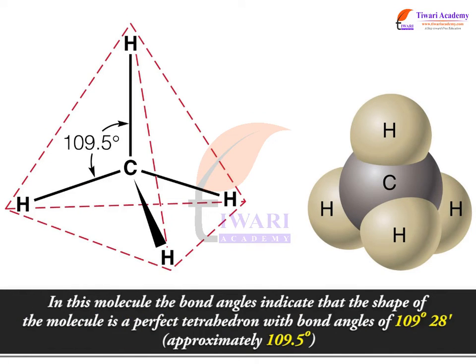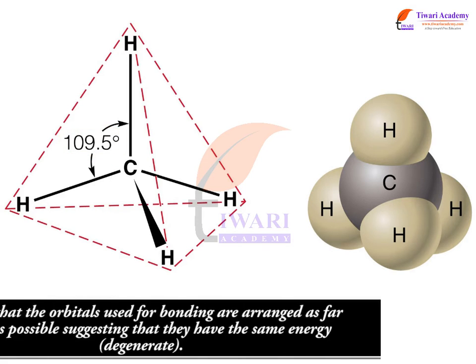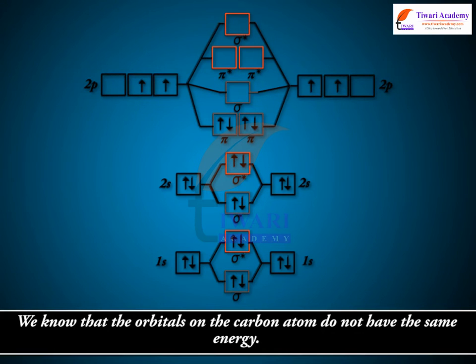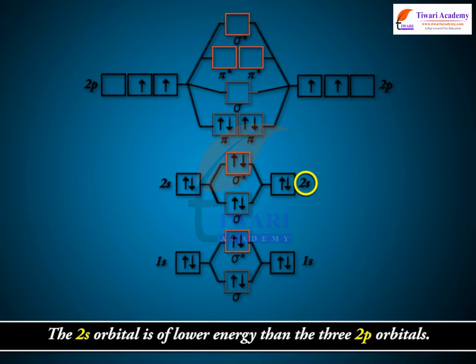In this molecule, the bond angles indicate that the shape of the molecule is a perfect tetrahedron with bond angles of 109 degrees 28 minutes, approximately 109.5 degrees. It seems that the orbitals used for bonding are arranged as far apart as possible, suggesting that they have the same energy, degenerate. We know that the orbitals on the carbon atom do not have the same energy. The 2s orbital is of lower energy than the 2p orbitals.